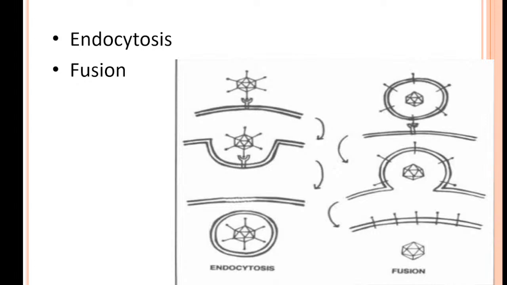Okay, so that is the basics of fusion, or endocytosis. Just keep in mind that endocytosis occurs when the virus has a naked viral structure, and fusion occurs when the virus has an envelope structure. All right.